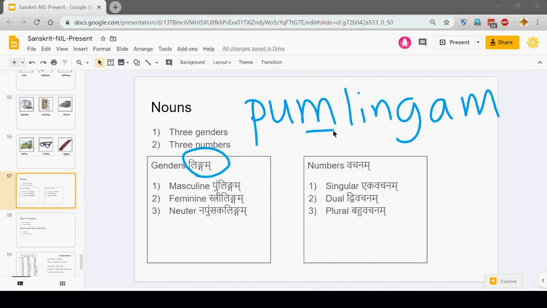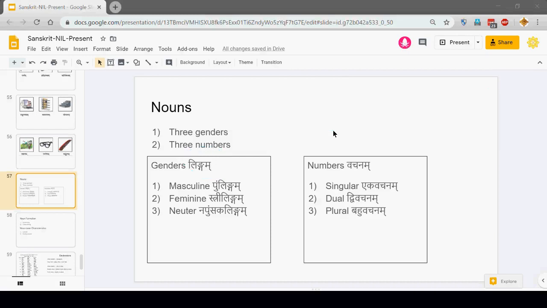This ma is pronounced as anuswara here. Pullingam. It is a masculine gender, pullingam, and then feminine is strilingam. Pum indicates masculine or man, pum, and strilingam. Stri indicates a feminine, female. Strilingam, female gender, and then neuter, napusakalingam. So one which is neither masculine nor feminine is classified as napusakalingam or neuter gender.